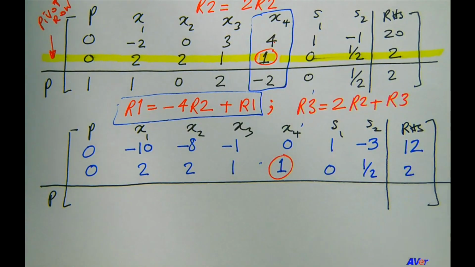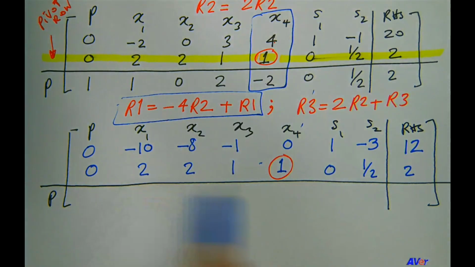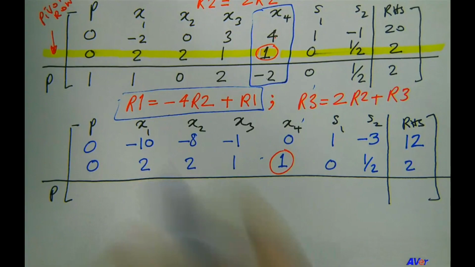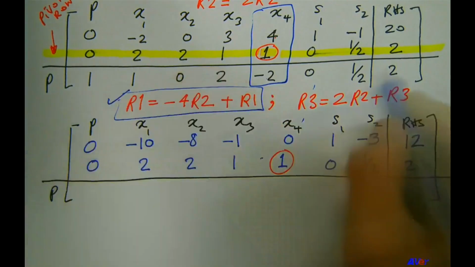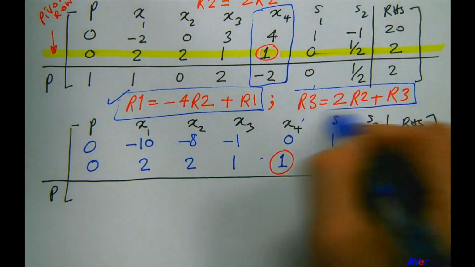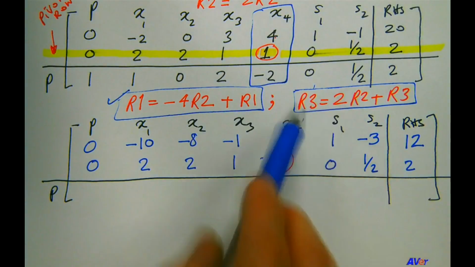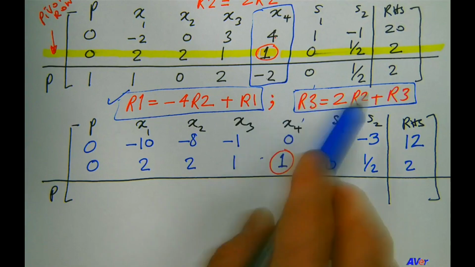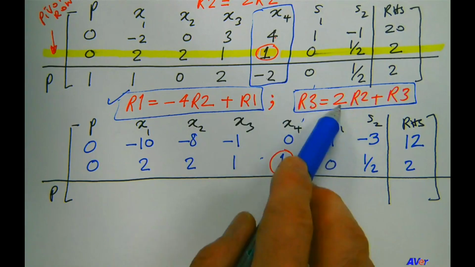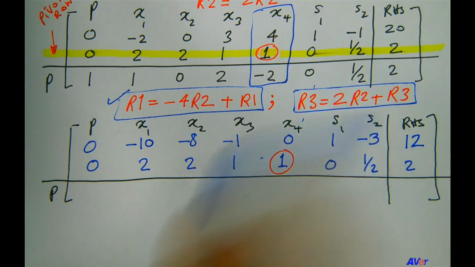Like that. Okay, so let me double check these numbers. They look good. Okay, that's fine. Now we're done with this row operation. We move to this row operation here. This is saying replace row 3 by multiplying the second row by 2 and adding it to the third row.